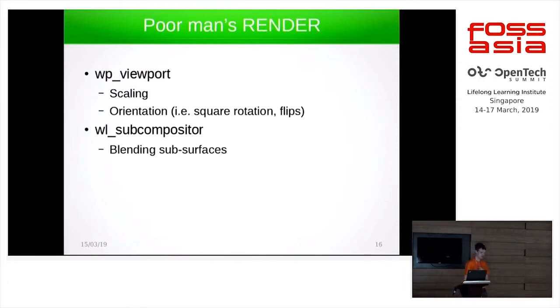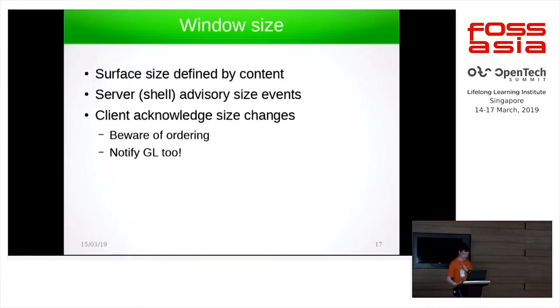You can still sort of emulate Render functionality. So you have the viewport extension, which supports scaling in hardware, so you don't have to scale your pixmap in software. And it can also orient things, so it can rotate at square angles or flip. And you have the subcompositor, which enables blending multiple surfaces, and they're then called subsurfaces. So you can put surfaces on top of each other on condition that they're from the same client.